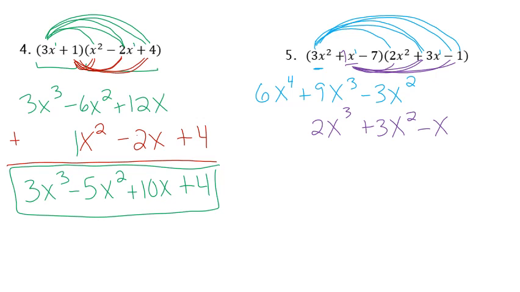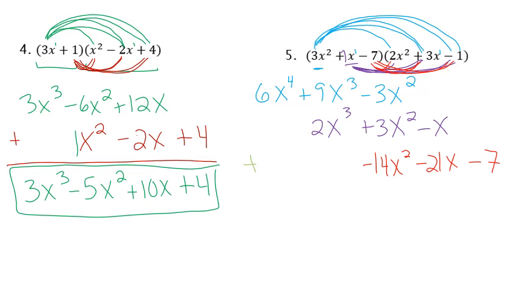And then the last one, we're going to distribute this minus 7. So negative 7 times 2x squared is negative 14x squared. Negative 7 times 3 is negative 21x. And negative 7 times negative 1 is negative 7.